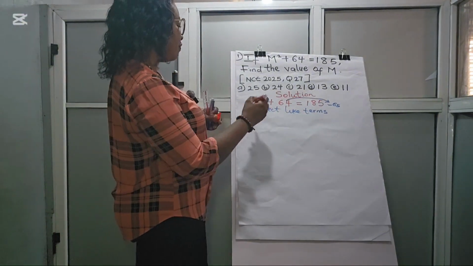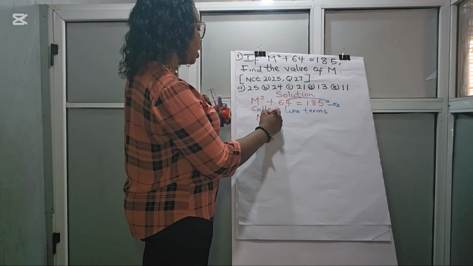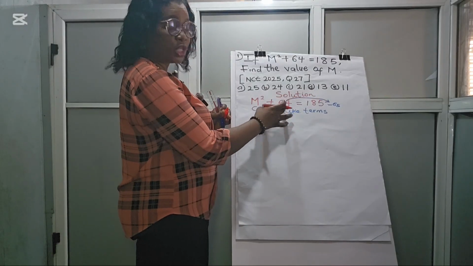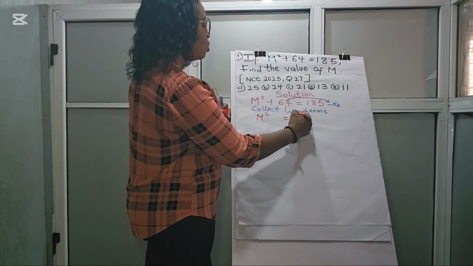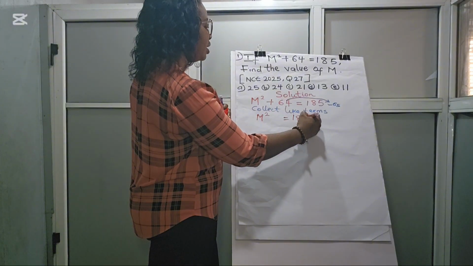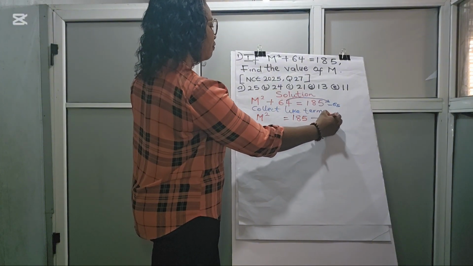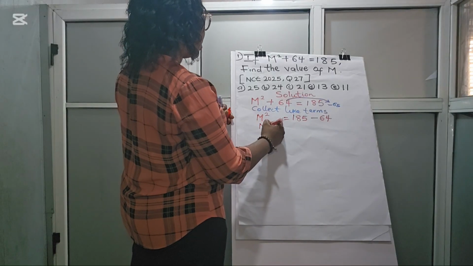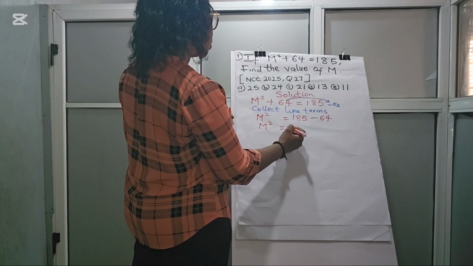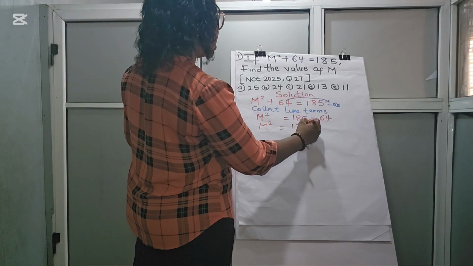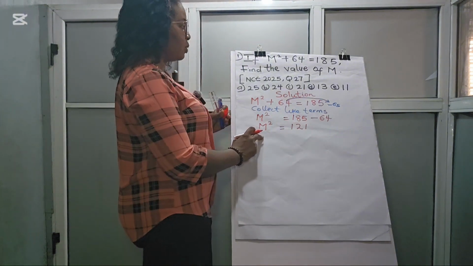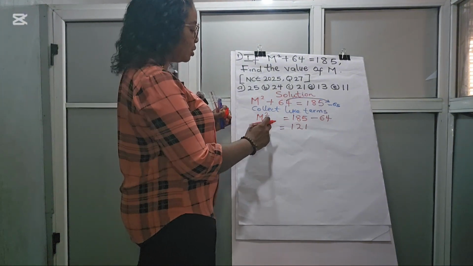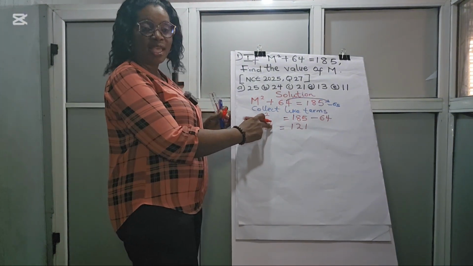So we'll be left with m squared on this side of the equation, which will be equal to 185 minus 64. m squared will be equal to 121.